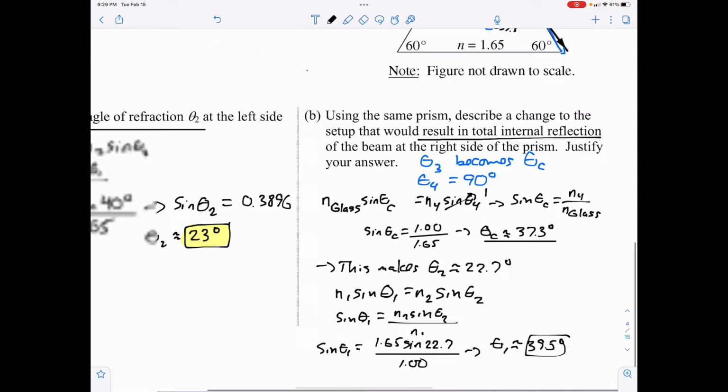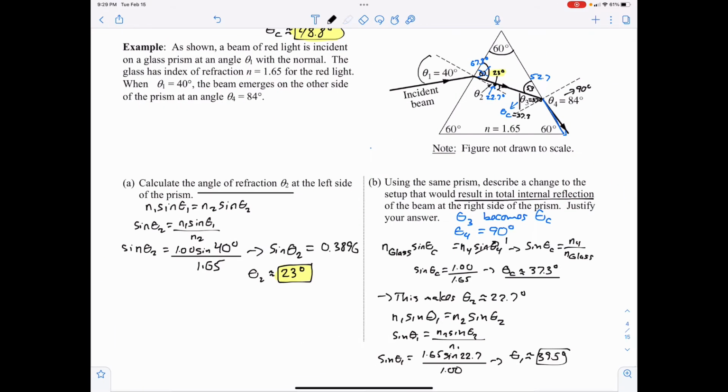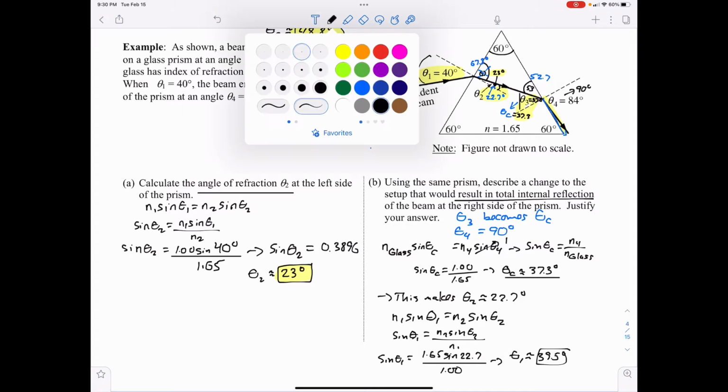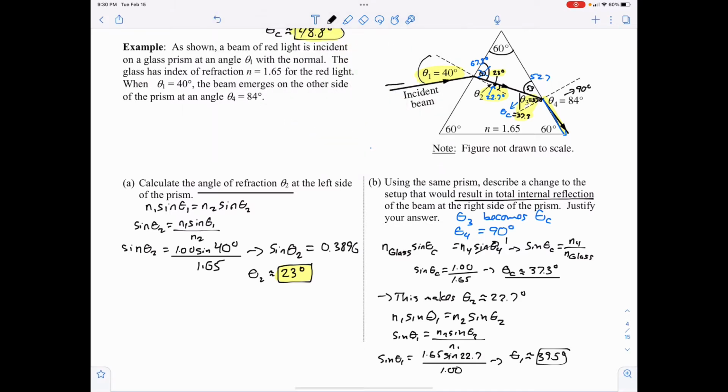So what we need to do in order to achieve total internal reflection along the surface here, this angle needs to be a little greater, which means theta 2 needs to be a little smaller, which means theta 1 needs to enter at an angle that is slightly, not much, but slightly closer to the normal by about a half a degree. That would change this from 84 to 90 degrees.